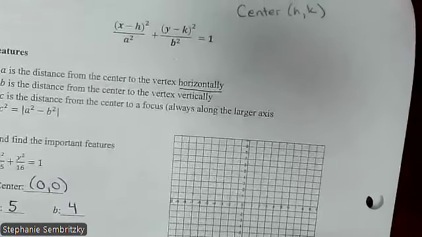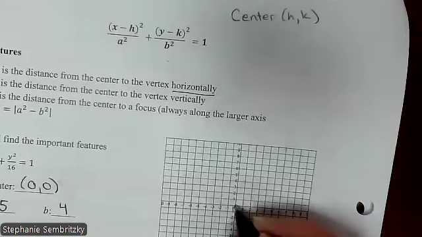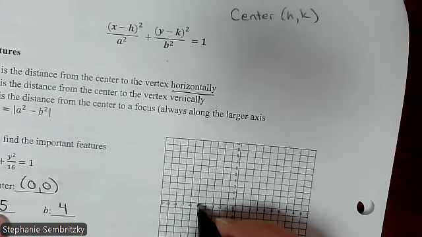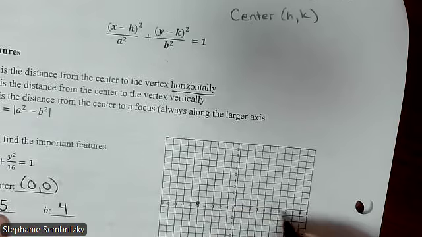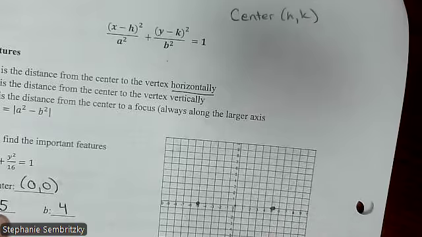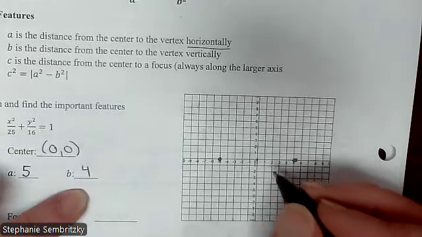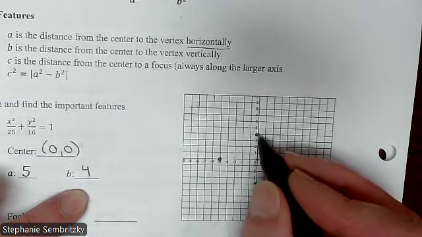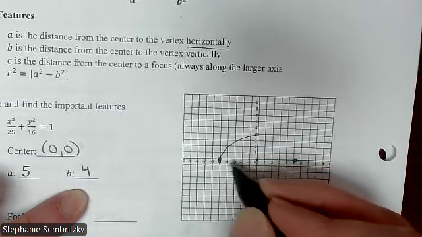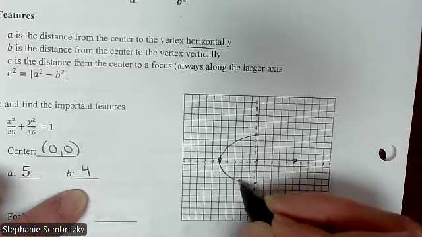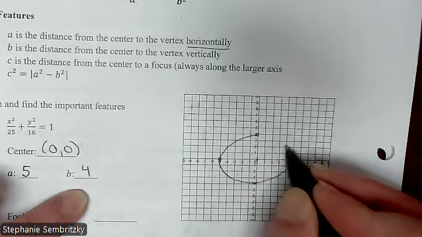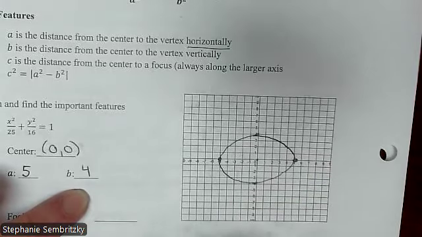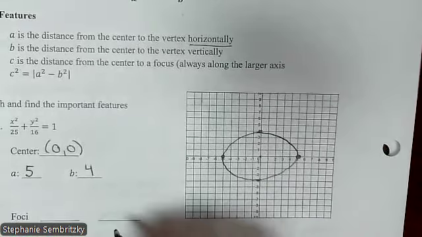Okay, so what that's telling me is my center is at 0, 0. 5, okay, so that's underneath the x. So that means horizontally, I'm going to go out 5 each way. The 4 is telling me I'm going to go 4 each way up and down. It's kind of like my vertical radius and my horizontal radius are different. And I get this oval. Now notice we're longer horizontally.